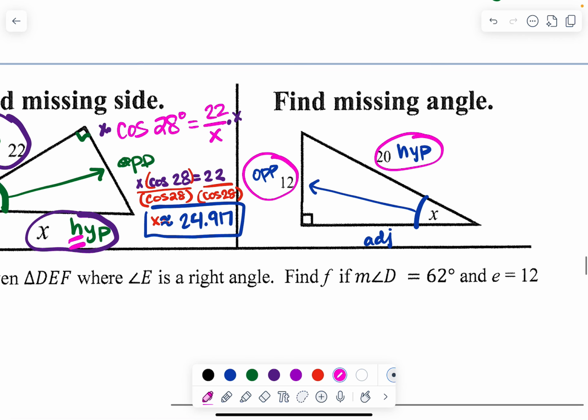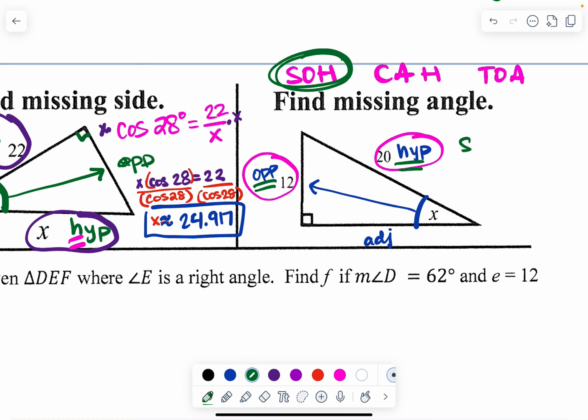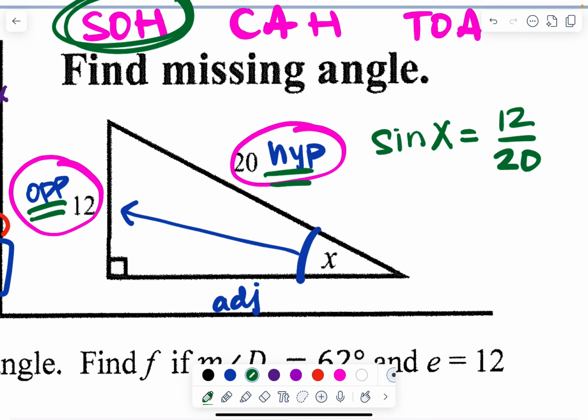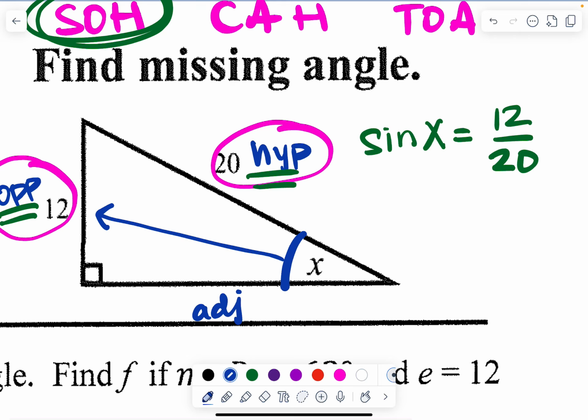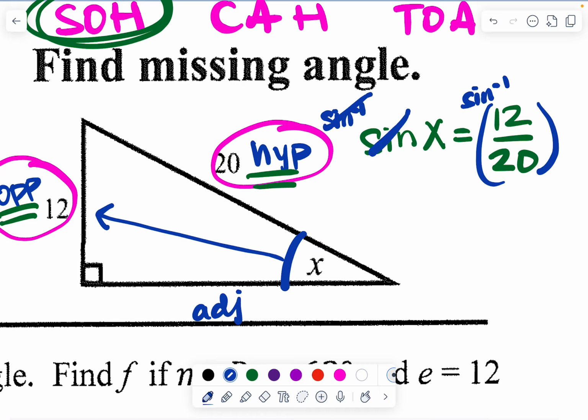So of SOHCAHTOA, what are we going to get to use here? So here I know opposite and hypotenuse is the SOH. So we say sine of the angle equals the opposite side over the hypotenuse side. Now to get x by itself, what's attached to it? So I know there's a sine on here. So the way to get sine off of it isn't to add it, subtract it, multiply, or divide. We're going to take the inverse of sine on both sides. So we've got x equals the inverse of sine of 12 over 20.